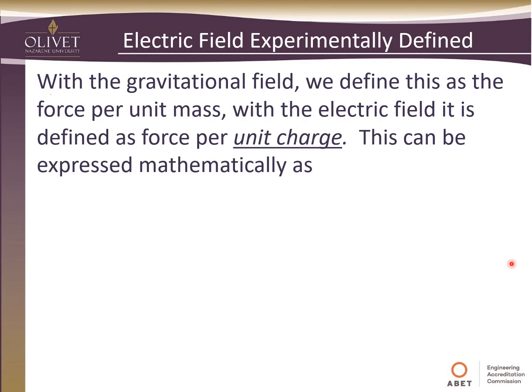With the gravitational field, we define this as force per unit mass. With the electric field, it's defined as force per unit charge. So this can be expressed mathematically as this. If we know what this force is that's being exerted at a certain point, we can divide that by the charge, and that should tell us what the electric field is at that point.